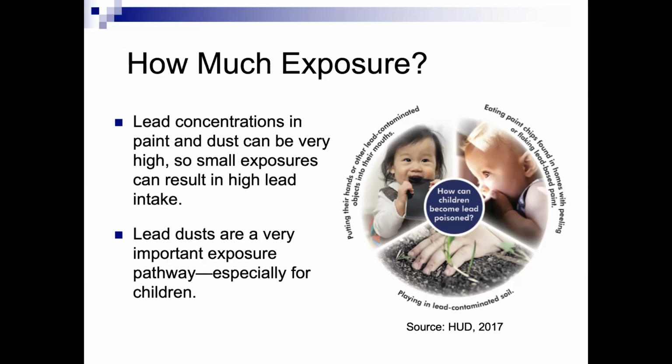So, and they are a tiny package, and the processes in their body are growing rapidly. So even small exposures can result in high lead intake for children. Children absorb more of what they ingest than an adult would if they ingested the same amount. A child absorbs significantly more of it, again, just because their body is growing so rapidly. So lead dusts are a very important exposure pathway, both for adults and for children.